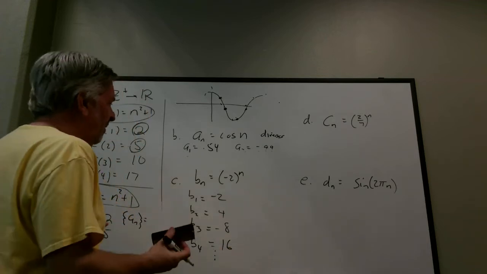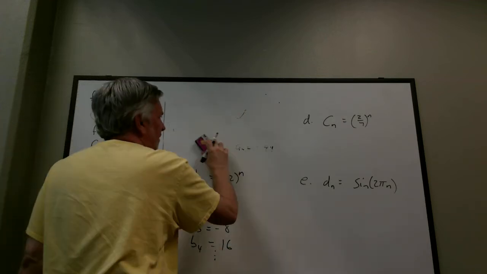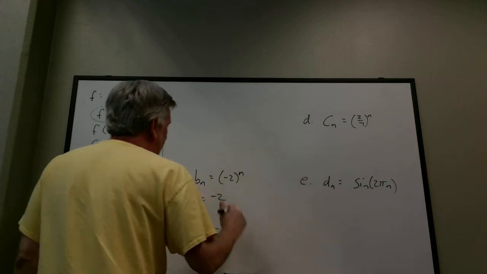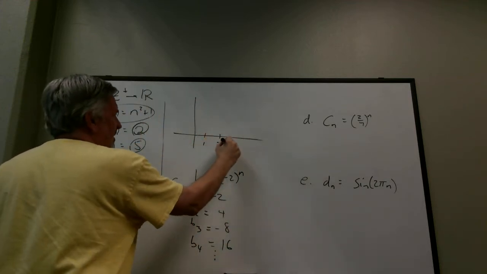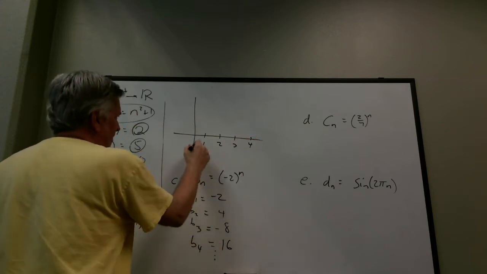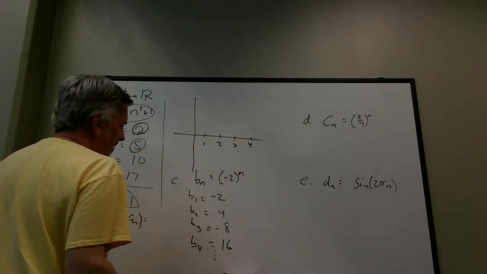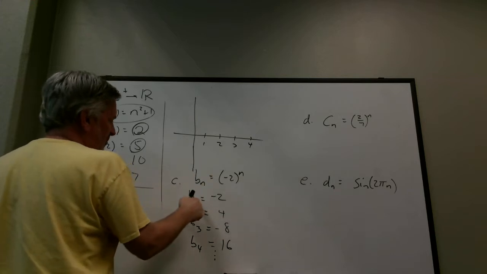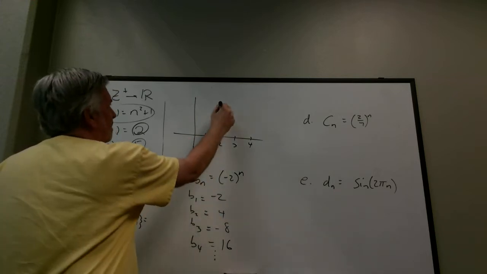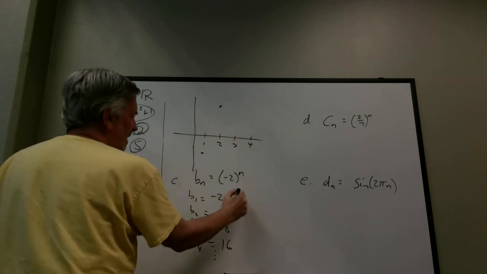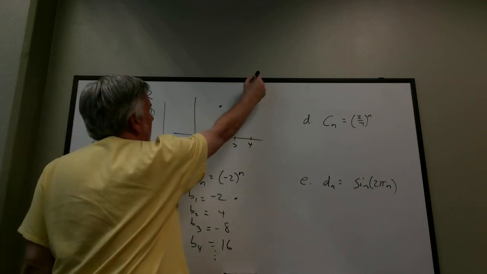Now again, if you want to think of a graph, like I just did for the cosine, that may be helpful. So when n is 1, when n is 2, when n is 3, when n is 4, I better do this. When n is 1, you're at negative 2. When n is 2, you're up here at 4. When n is 3, you're down at negative 8. And when n is 4, you're way up here at 16.